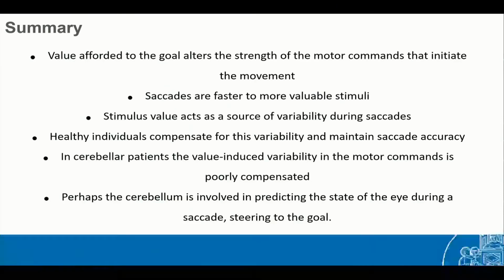So if we try to summarize what we have seen so far, the goal and the strength of the motor command that initiates the movement depends a lot on the value that we give to that point. So there is this variability that is possible to see also because there is this difference in the motion related to the velocity and the acceleration. What was estimated was that the cerebellum is involved in the prediction of the state of the eye during the saccade in order to make it reach a goal.